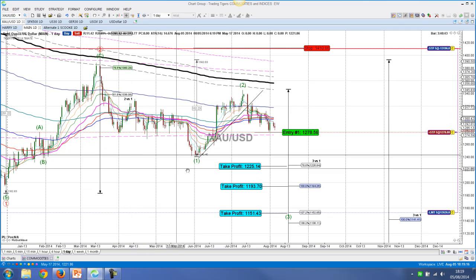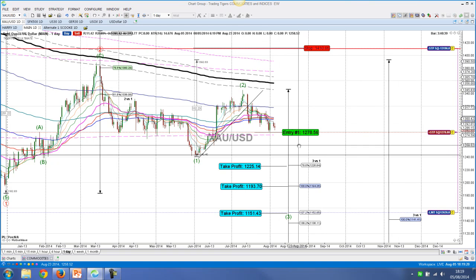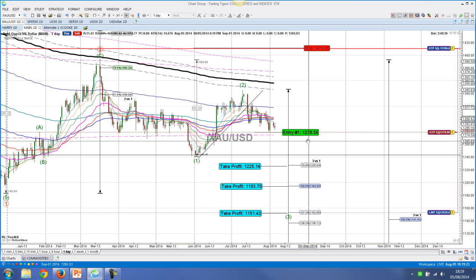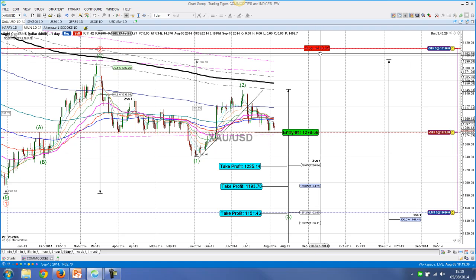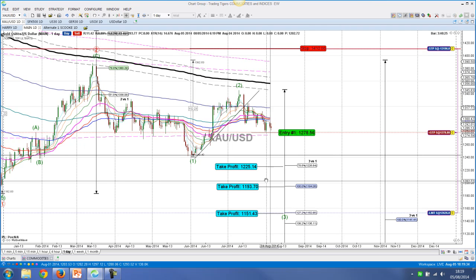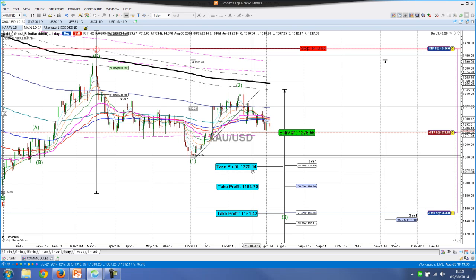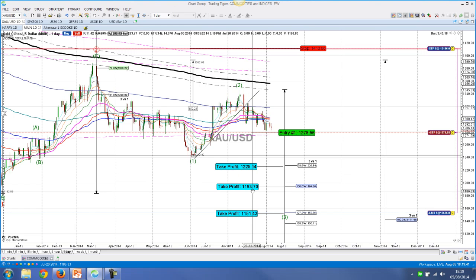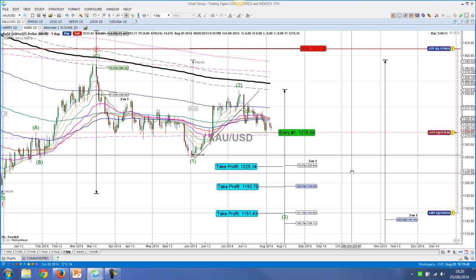Breaking that substructure down, we have a 1, 2 of the intermediate, looking for a wave 3 to come down. We put an entry at 1278.56 to go short. Stop loss is at 1410.86, and we've got three different profit targets for you to take at 1225.14, 1193.70 and 1151.43. This is our main count which we're telling to you.